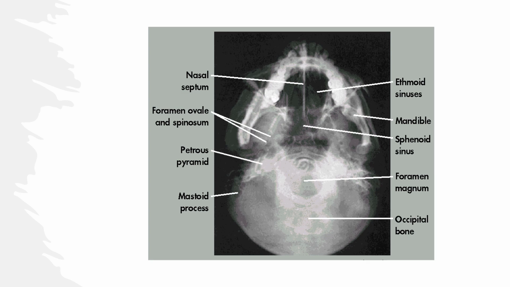So the SMV is a submentovertex projection. Well, what's the rule for projections, guys? Go all the way back to chapter 2. Projections describe the path of the central ray through the body part. So we learned the mental point when we learned the Fuchs method. So submento means the central ray enters underneath the mental point. Vertex means the central ray exits the top of the skull. And now you know how to position for a submentovertex projection.